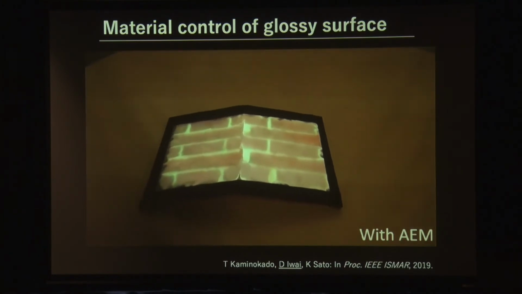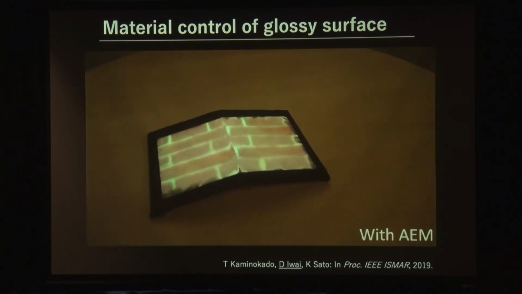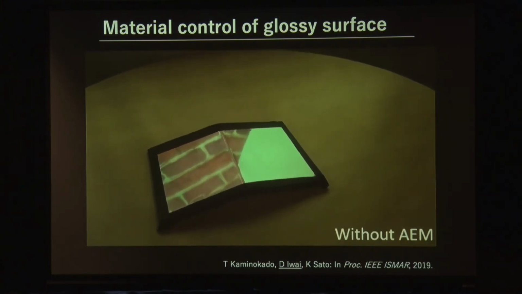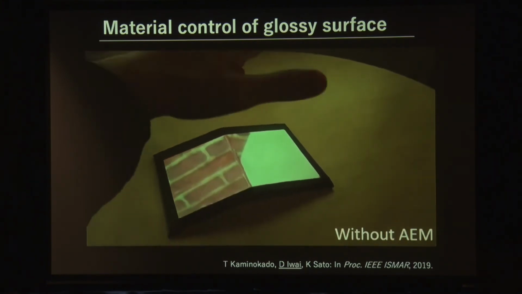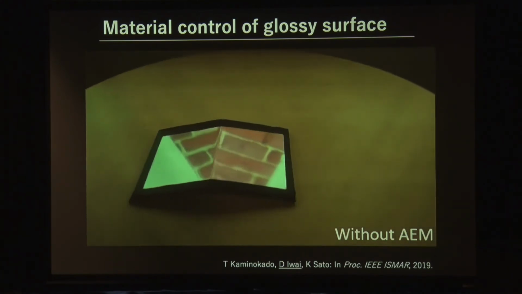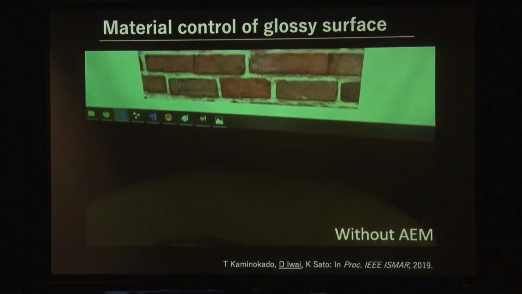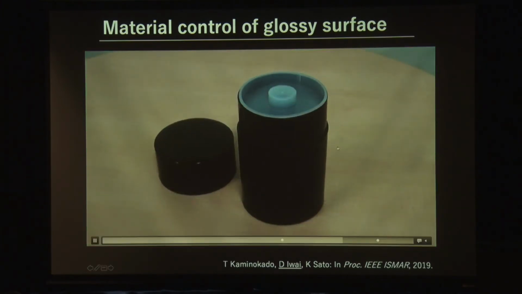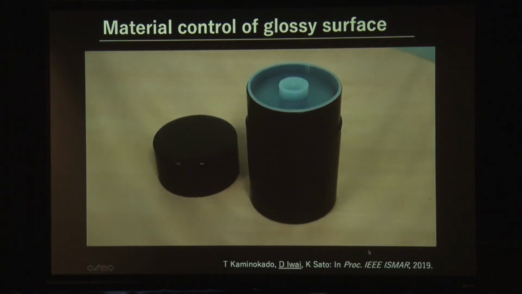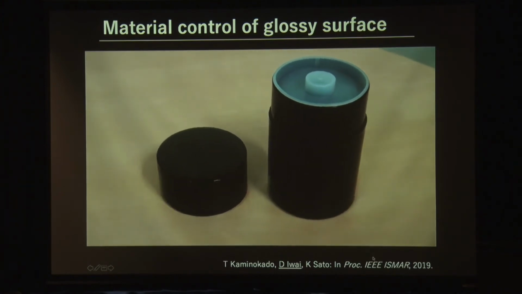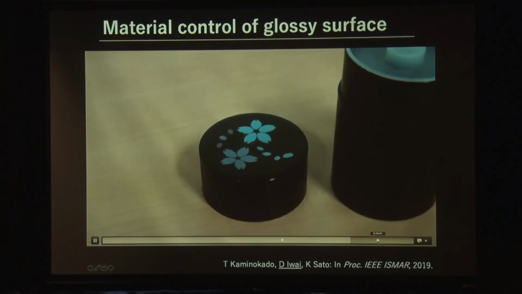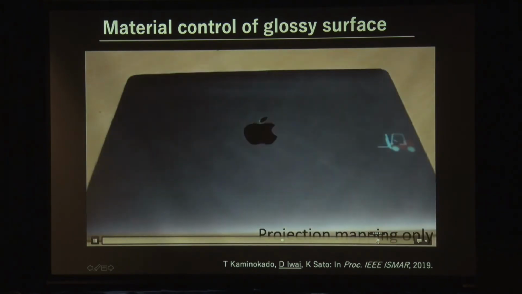This is actually a mirrored surface, but we use our technique to change the appearance of that surface, and this is without our system. We just project this brick image on the wall. So you can see that this is just a mirror object. And this is another example. And this is a kind of funny example of our method.